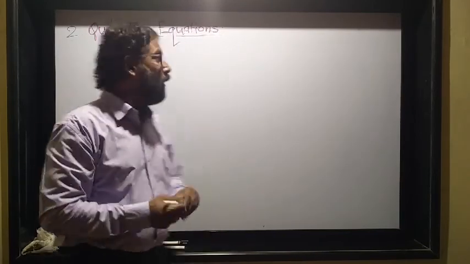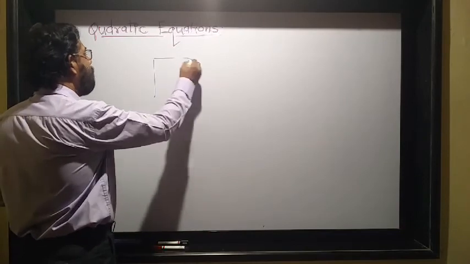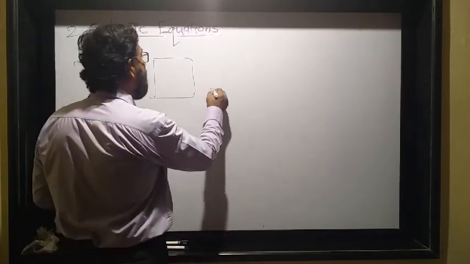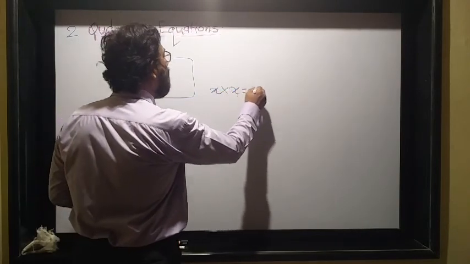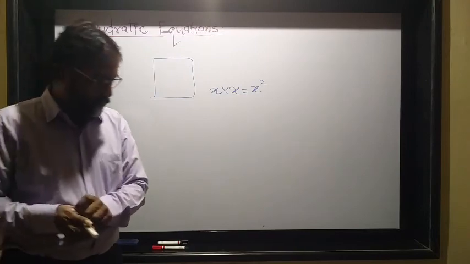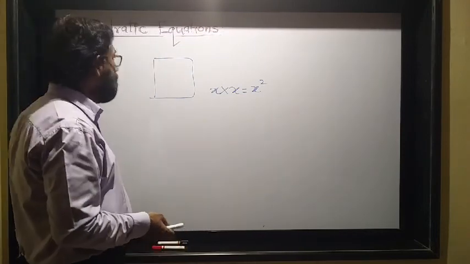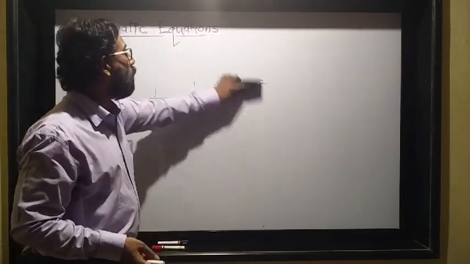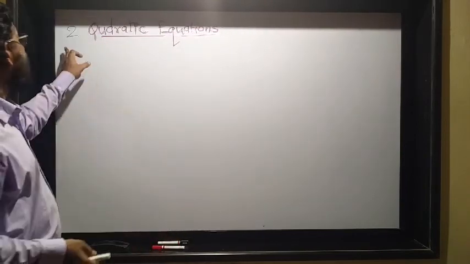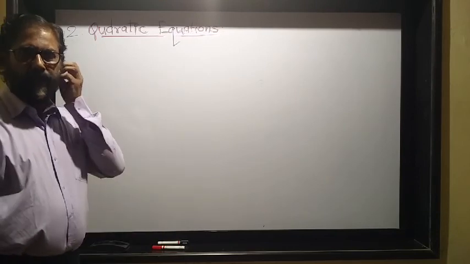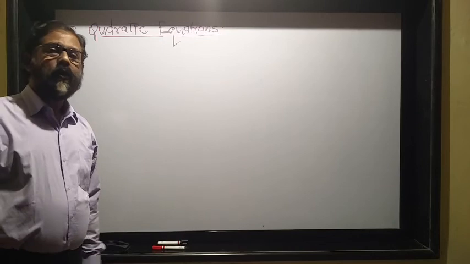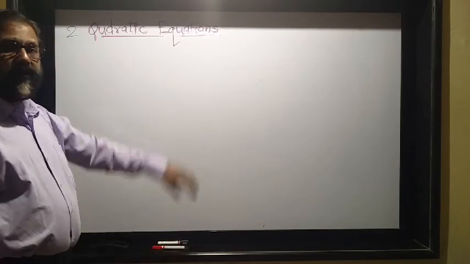Not that square, not this square. It is a square, say x into x is equal to x square. This square, that means 2. So here we have to understand the word quadratic comes from quadratus, which means square. Today we are going to study the quadratic equation.